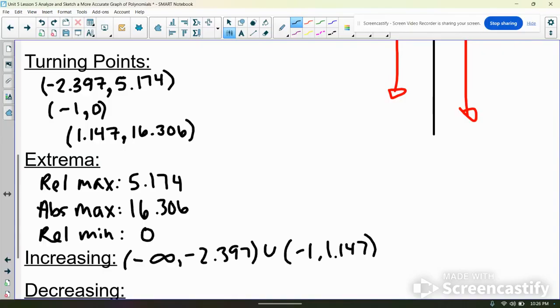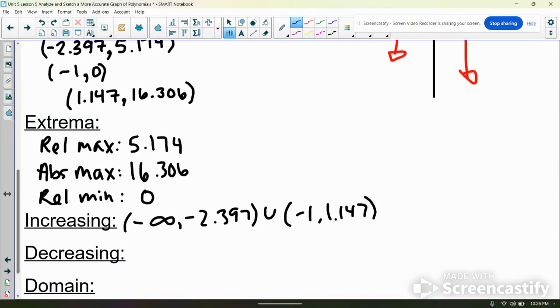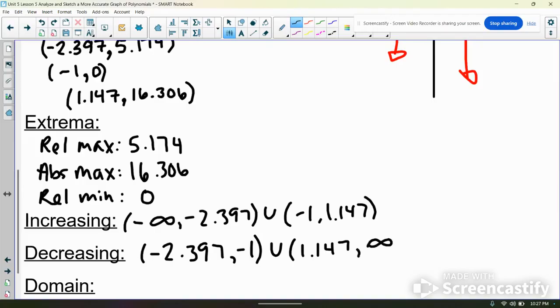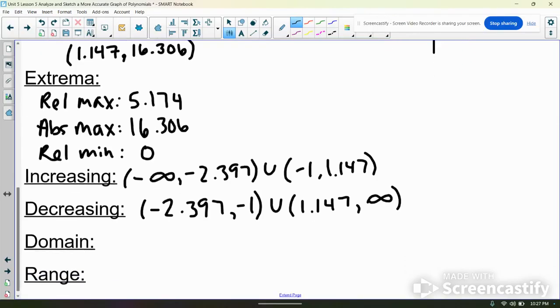And then after the absolute max, we start decreasing again. So again, your decreasing happens in between where your increasing happens. So we increase from negative infinity to negative 2.397. We're going to decrease between negative 2.397 and the min at negative 1. And then after the absolute max, we decrease again. So we decrease from that x value of that absolute max all the way to the right to positive infinity. Remember, increasing and decreasing deal with your x values.